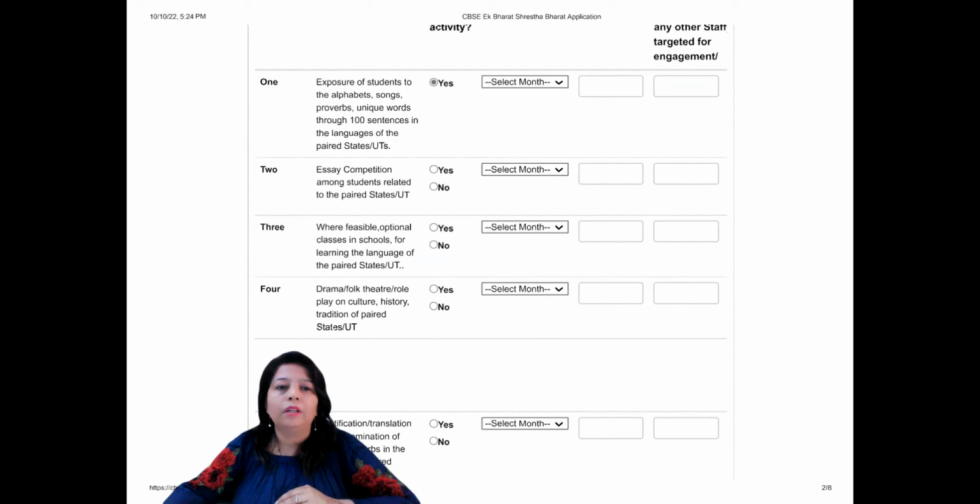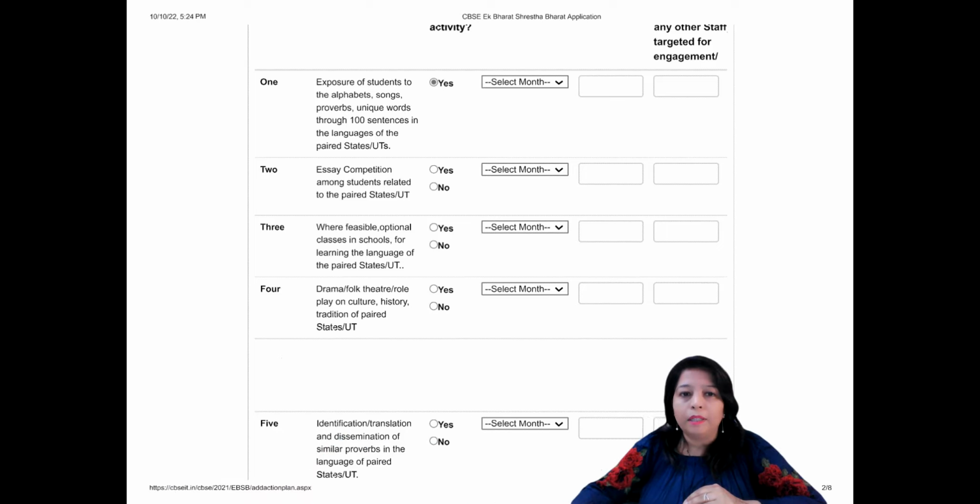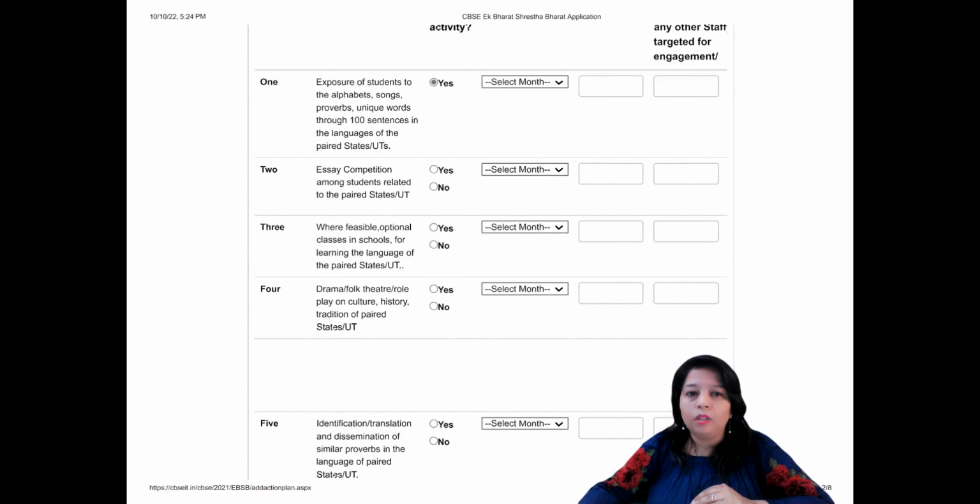See, the first activity in front of you is exposure of the students to alphabet, song, proverb, unique words through 100 sentences in the language of the paired state or the UTs. एक भारत श्रेष्ठ भारत के अंदर हमें एक लिस्ट दी गई है कि कौन सी हमारी पेयर्ड स्टेट है. Like being our school in UP, our paired state is Arunachal Pradesh and Meghalaya. हरियाणा में हरियाणा और तेलंगाना.